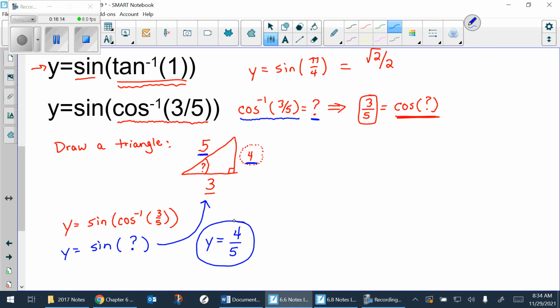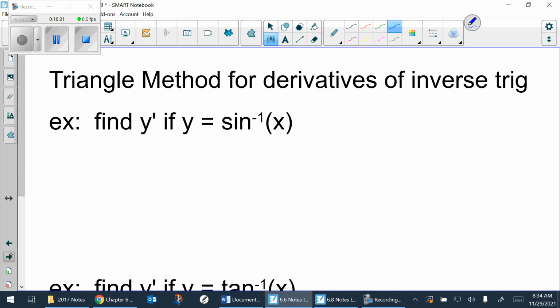Oh, we're going to get some more practice drawing triangles. The triangle method for the derivative of an inverse trig function.